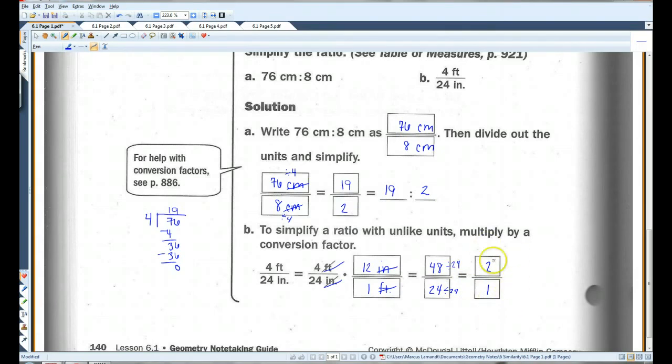And you can actually leave it like this, or you could write it 2:1. Either way is fine. Alright, let's go on to page 2.